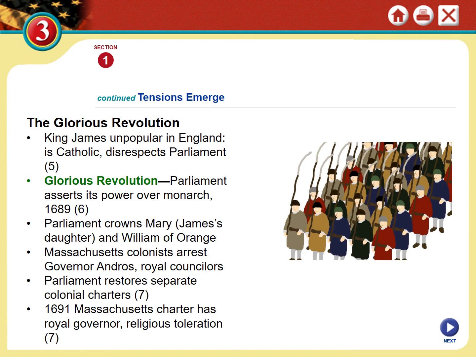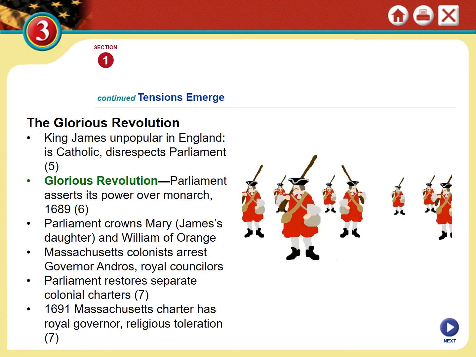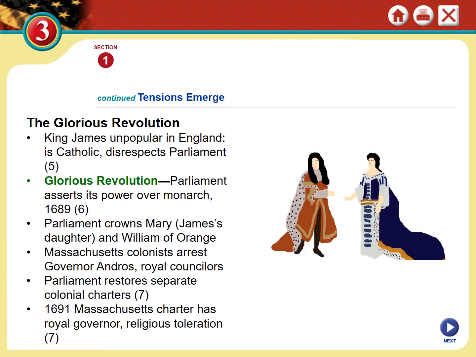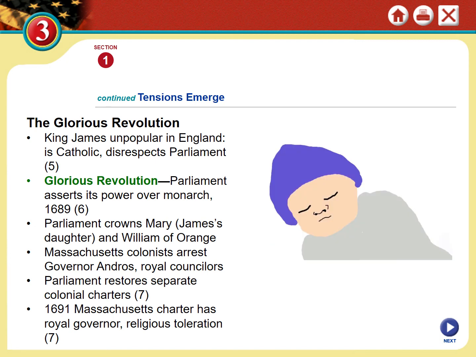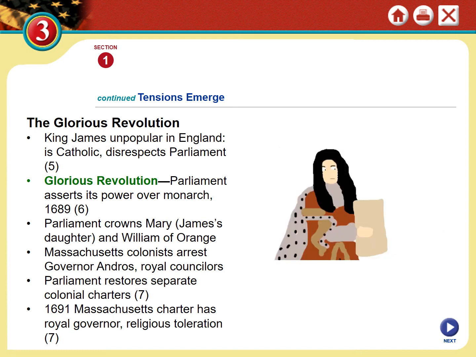It's also a time where the democratically elected lawmaking body asserted itself over the king. And Parliament replaced King James with Mary, his daughter, and William of Orange. I don't know why he's called William of Orange, but he was the king and she would be the queen, chosen by the lawmaking body and not by the monarch.